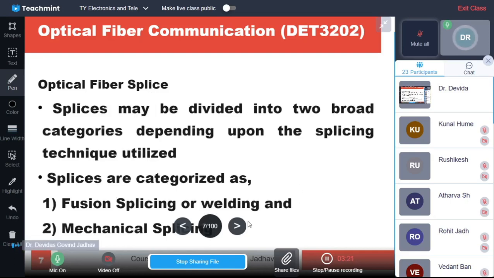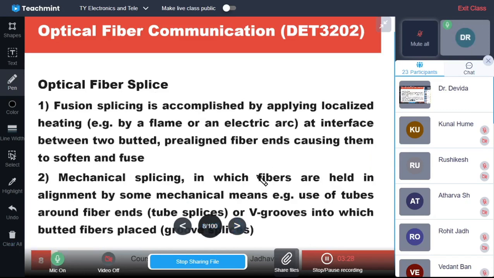Splices may be divided into two broad categories: fusion splicing and mechanical splicing. In fusion splicing, it is accomplished by applying localized heating, flame or electrical arc, and the two fibers are joined. In mechanical splicers, the fibers are held in alignment by some mechanical means, like the use of tubes, which is the tube splicer, and the use of grooves like V-grooves.